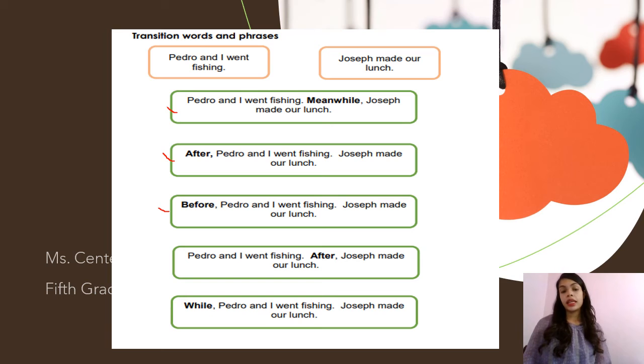Let's see the next one, which is gonna be the last one I'm gonna discuss right now. Before I went fishing. After Joseph made our lunch.